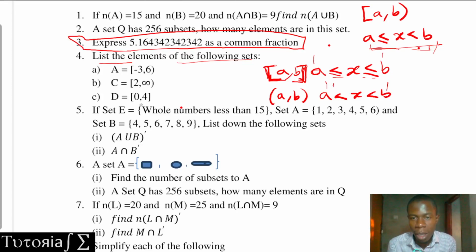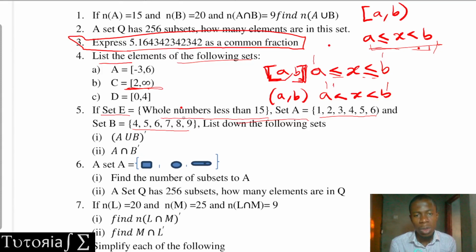Yes, so we'll see how you list this one. Then, if a set E is a set of whole numbers less than 15, set A is equal to this and set B is equal to that, list down the following sets: A union B complement, A intersection B complement.